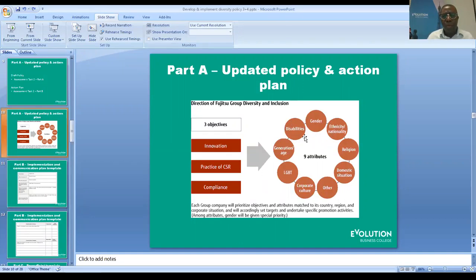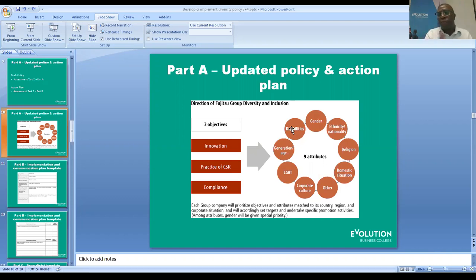what do they need to do? So these are the attributes of the things that are going to form part of that policy and achieve those objectives. As you can see, there's to do with gender, there's to do with ethnicity, religion, domestic situation, so that you do not at any point discriminate against people with a different domestic living arrangement or corporate culture, LGBT, generational age, disabilities, and take into consideration that your boss says, what policies do we have to communicate or help those that join us with a disability?